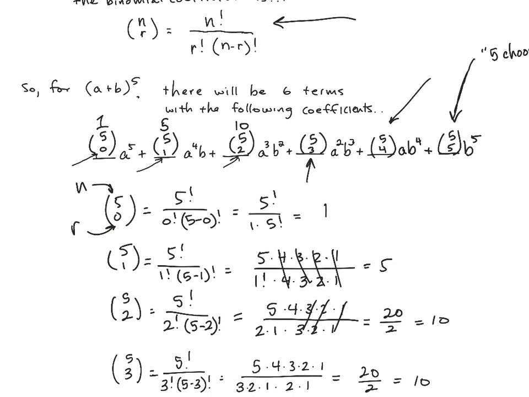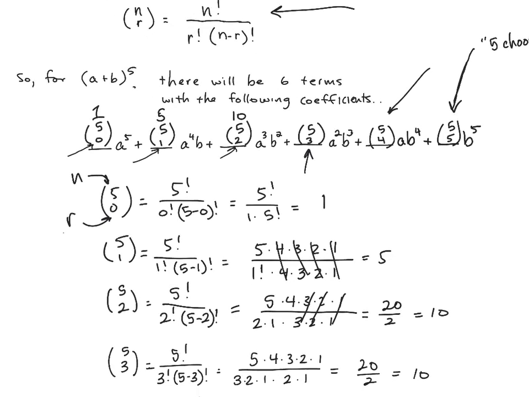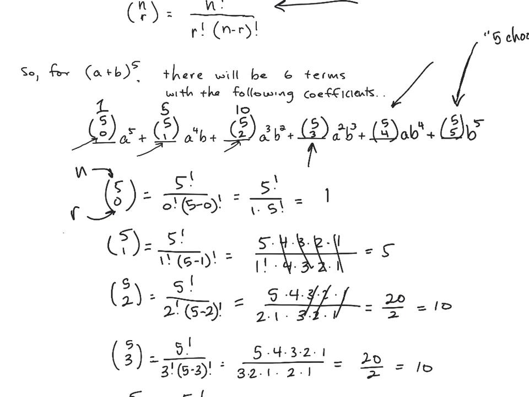5 choose 3, you can see here the 2's and the 1's would cancel, and then we have a 3 here that can cancel. So we have 5 times 4 divided by 2, which is also 10. So 5 choose 3, that coefficient up here, is also 10.